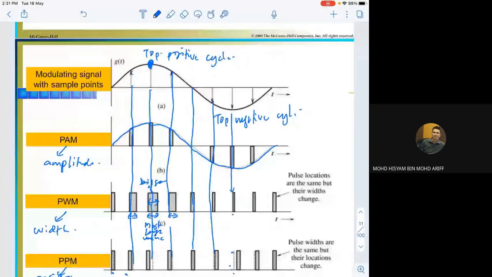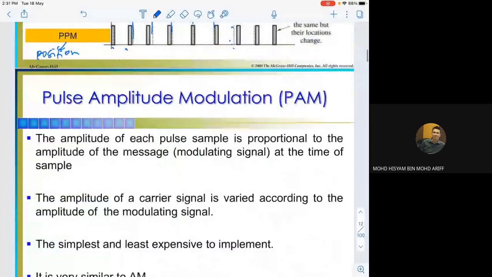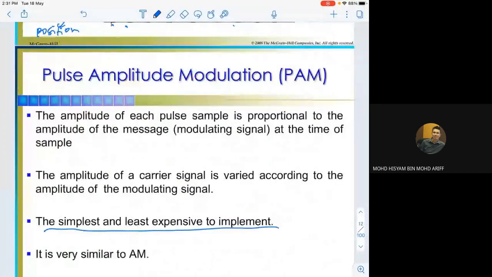This is the simplest and least expensive to implement. Actually, when you deal with these techniques, PAM, PWM, PPM, PAM is the simplest technique. All of these need electronic circuits, for example the arrangement of resistors. So PAM is the simplest form, very similar to amplitude modulation.